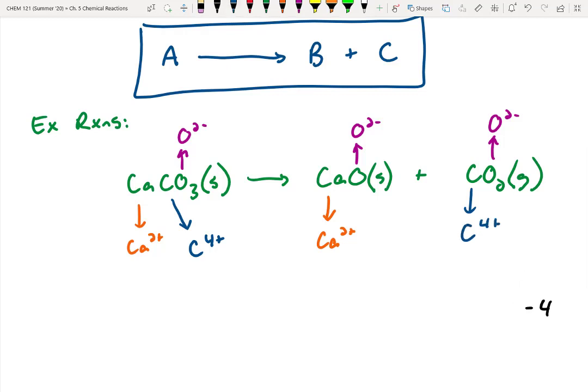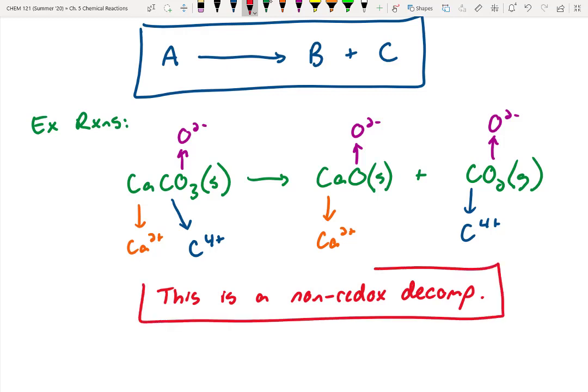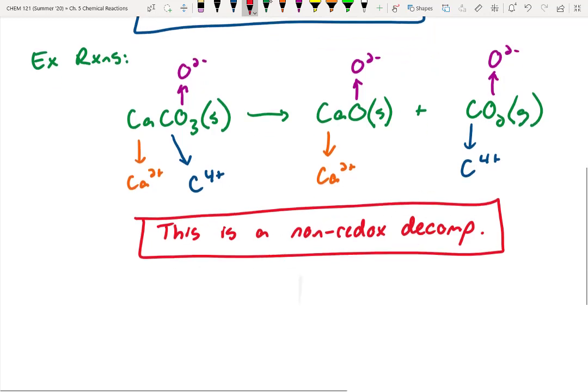So in this case, it looks like every single atom has the same oxidation number on the reactant side as the product side. So this is a non-redox decomposition. All right, there are other examples where they're redox, but you have to go through and check, kind of like we've done here. All right, now let's try a combination reaction.